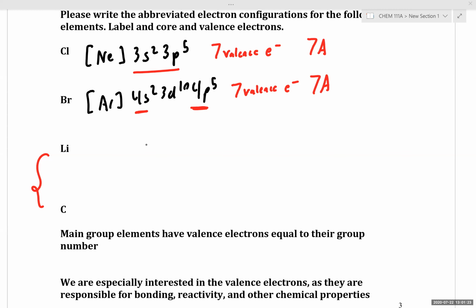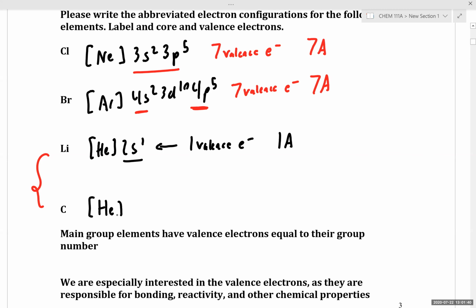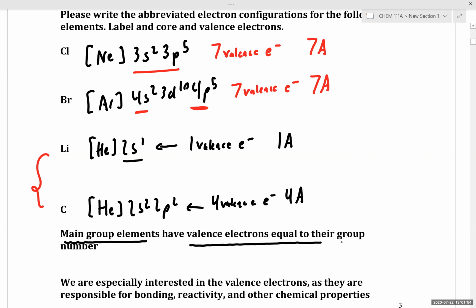Okay, so looking at lithium, our configuration is helium 2s1. So looking here, we clearly see we have 1 valence electron, and lithium is a 1A element. Carbon, we have helium 2s2, 2p2. We clearly see that we have 4 valence electrons, and carbon is a group 4A element.